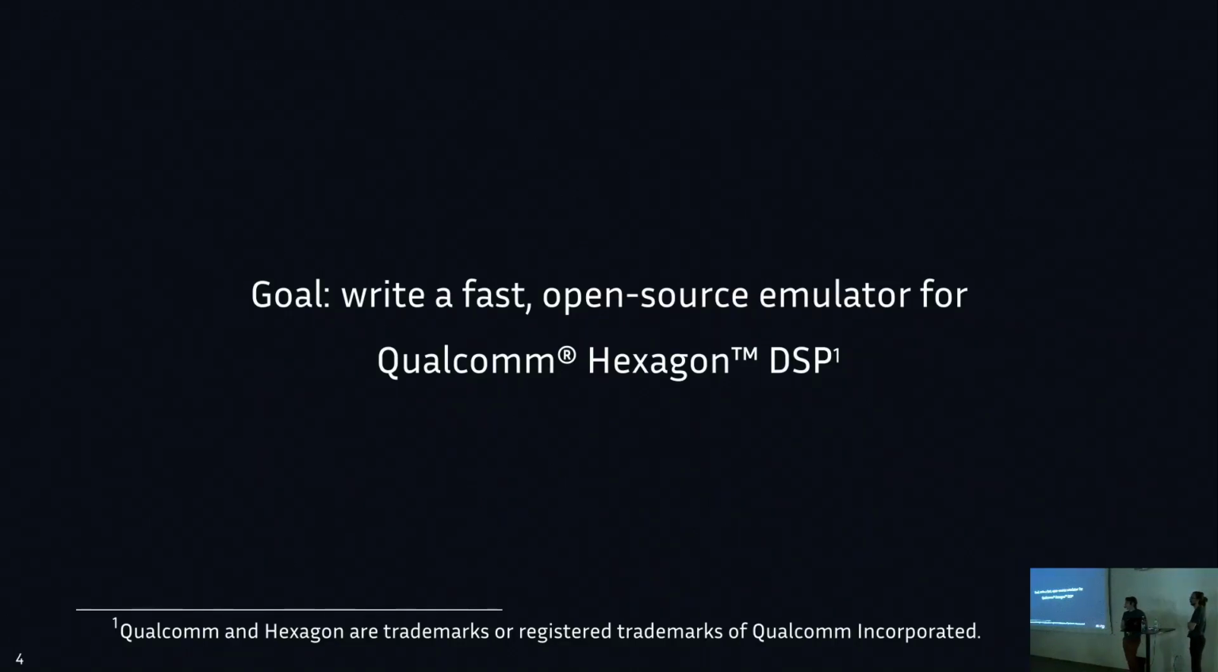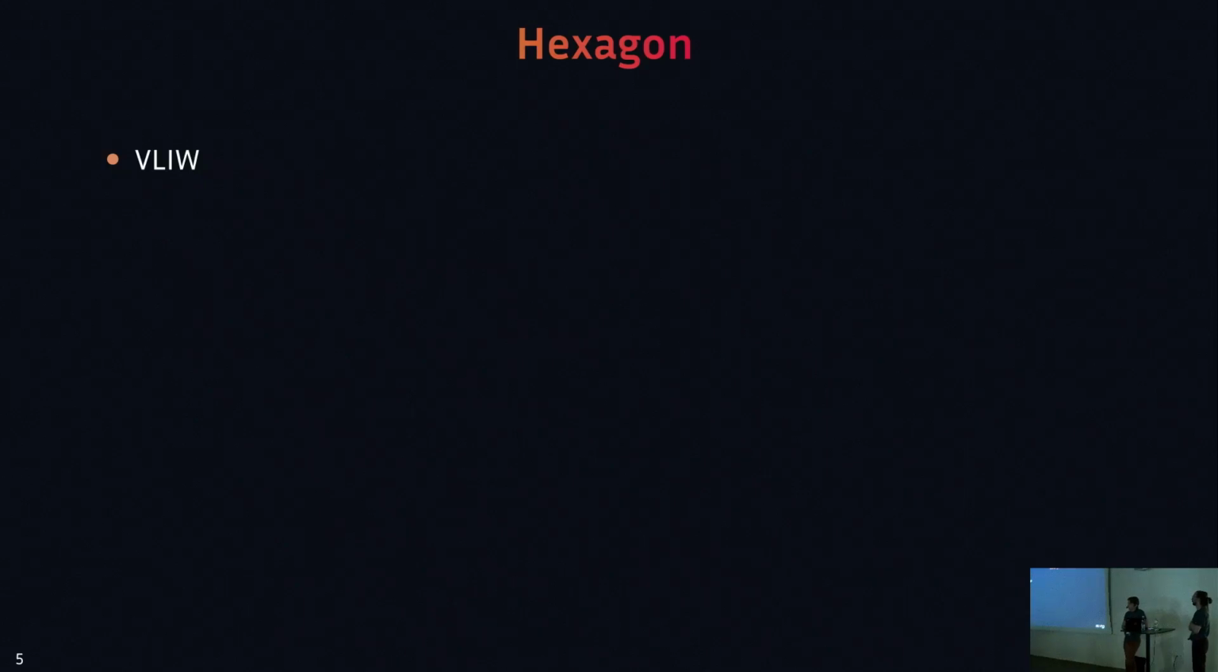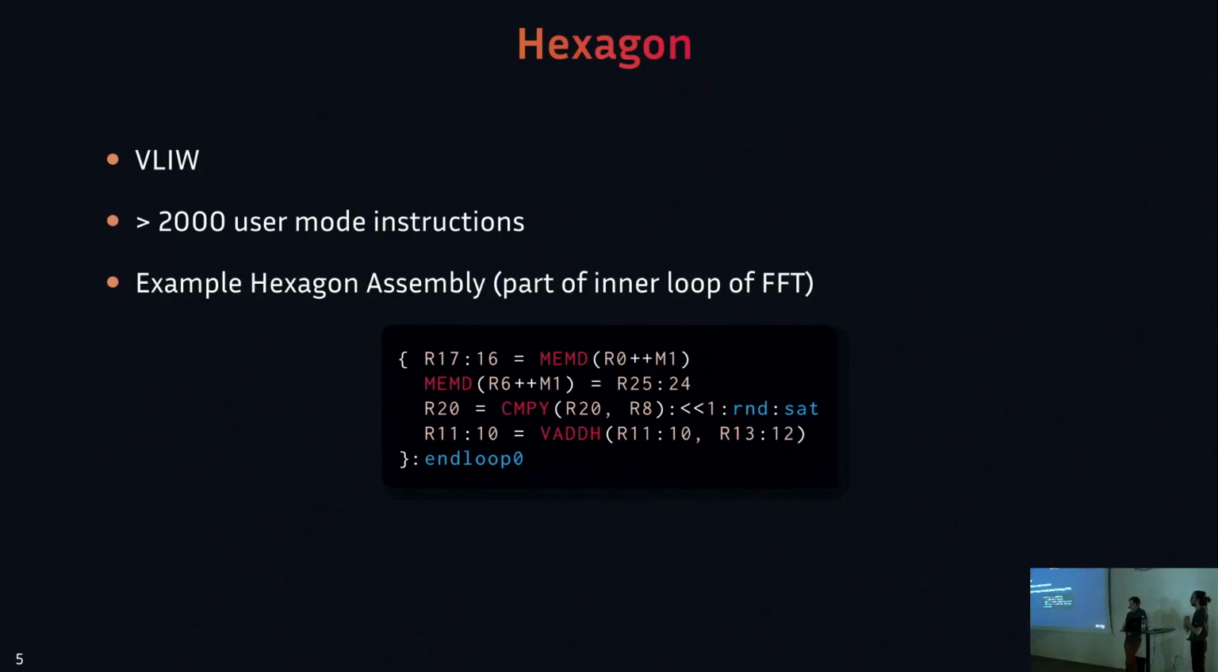Our original goal, since we're working with Qualcomm, was to write a fast open source emulator for the Hexagon DSP. The Hexagon DSP is a VLIW CPU, so you can run basically instruction packets. There are more than 2,000 possible instructions just for user mode. And if you want to impress your friends, you can show them this packet, which implements, in a single packet, the inner loop of the fast Fourier transform.